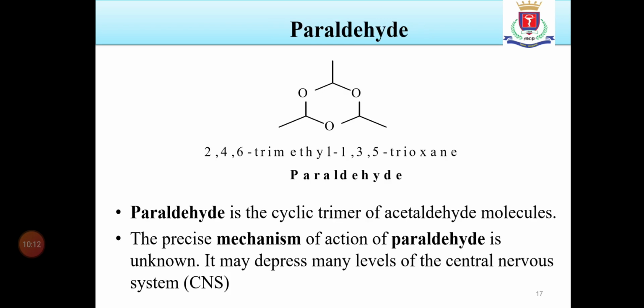Last drug is Paraldehyde. Again, a simple structure. It's a 2,4,6-trimethyl-1,3,5-trioxane, Paraldehyde. Paraldehyde is a cyclic trimer of acetaldehyde molecules. The precise mechanism of action of Paraldehyde is unknown. It may depress many levels of the central nervous system.